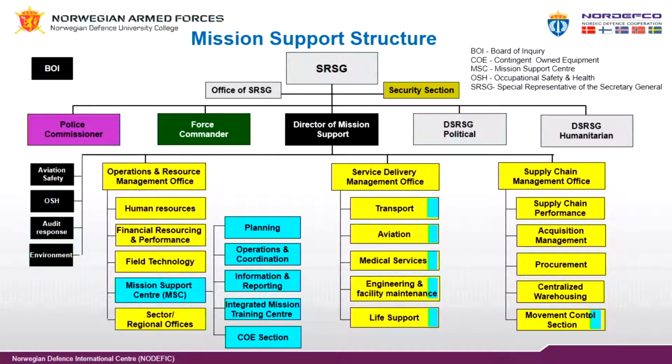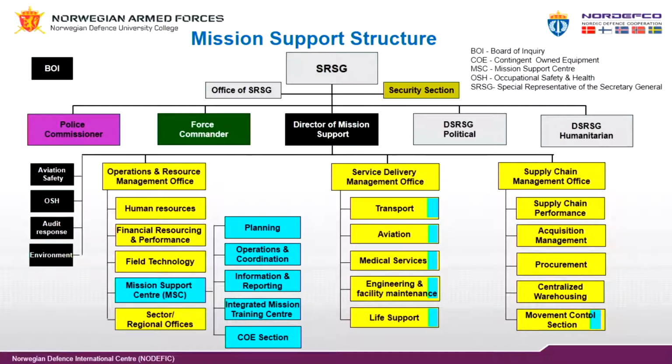Director Mission Support has three main pillars under his command. All the pillar chiefs can deputize for Director of Mission Support. The intent of the operation and resources management is to bring together strategic and cross-country mission support functions with a view to ensuring performance monitoring, planning, and coordination related to operational and resourcing activities.